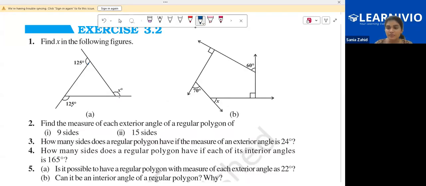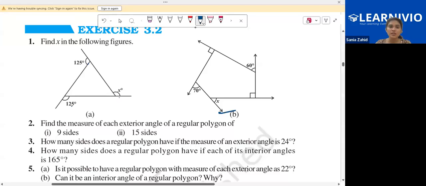Ma'am, but it's a triangle, right? So it'll be 180. No. Exterior angle sum is still 360 only. I said the sum of exterior angles of a polygon, and a triangle is also a polygon. So for all it will be 360 only.